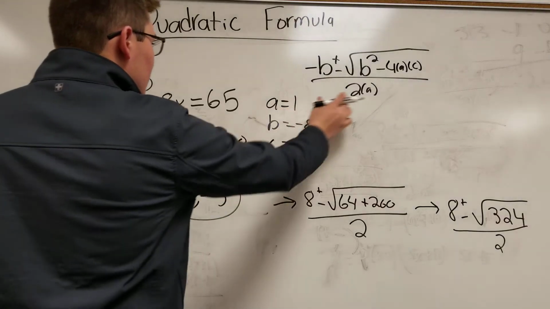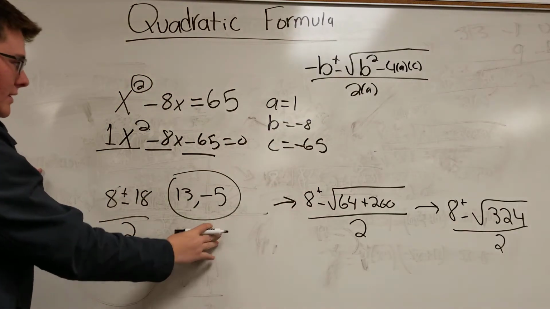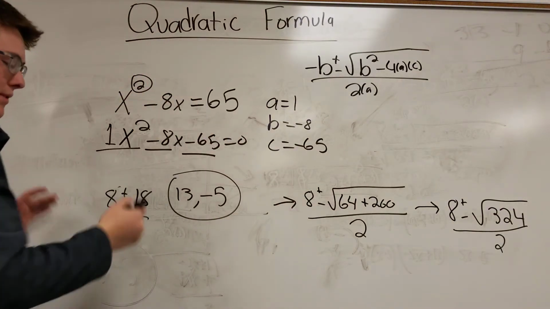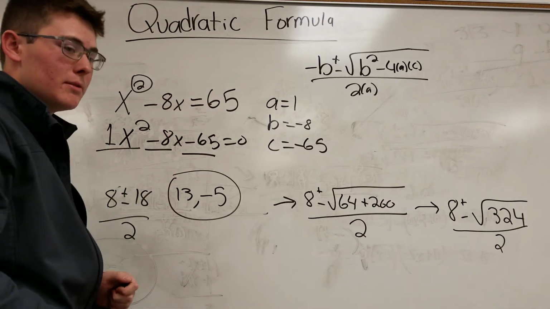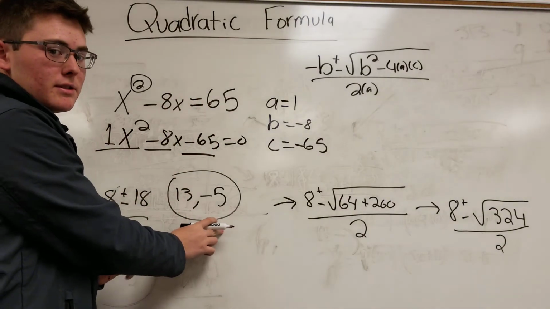By doing this and using the quadratic formula, we've come up with our two zeros, even though there is an easier way to do this. But for the sake of this quadratic formula, this is how you get your two answers.